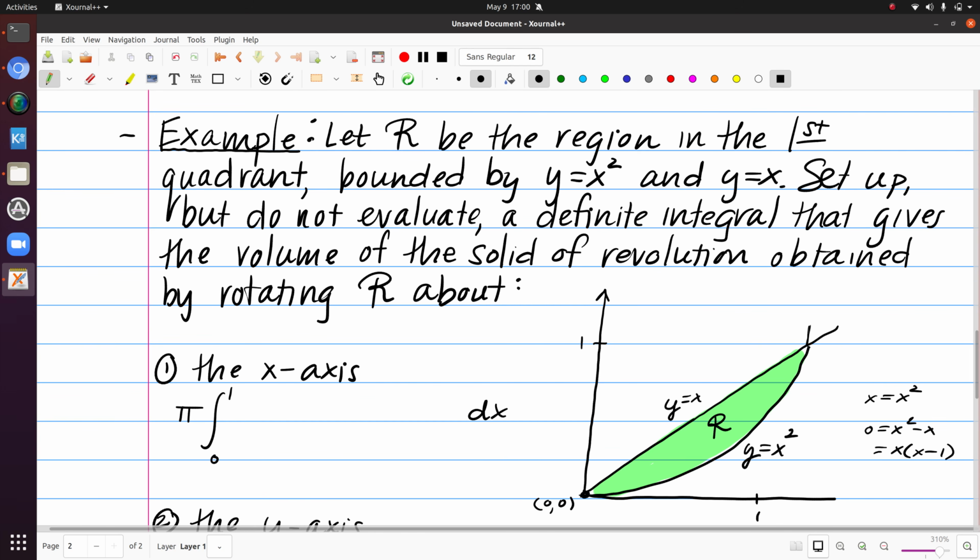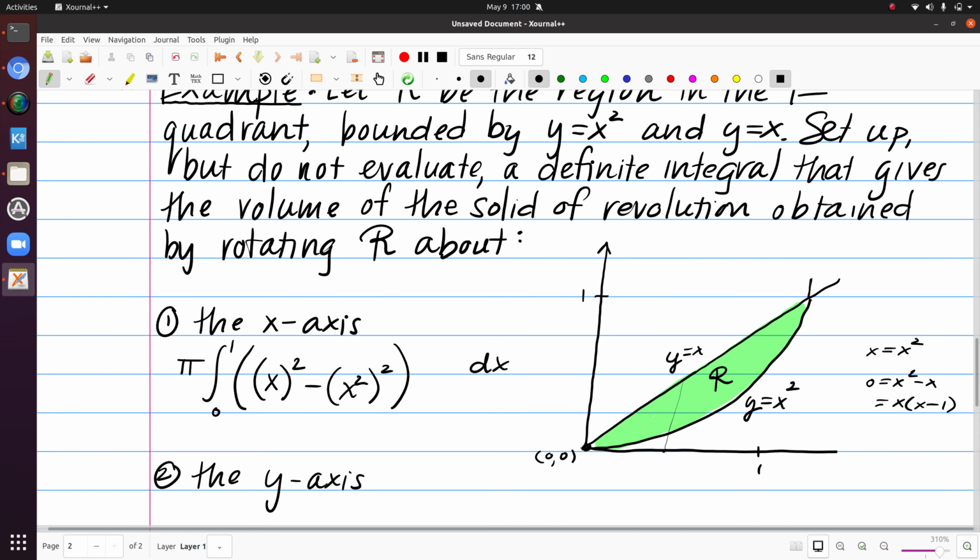Now, this is going to give me a washer, and we're going to think about the kind of construction here. So the distance to the outer edge, in this case, is going to be y equals x. So that's going to mean that my outer radius is x. The inner radius is just the length here from the x-axis to this bottom function, x squared. So x squared is the inner radius.